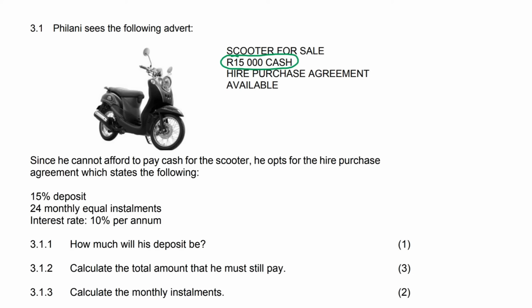Okay? The other option is that you don't pay the 15,000 Rand in one step, but you rather pay for it over maybe 1 year or 2 years.